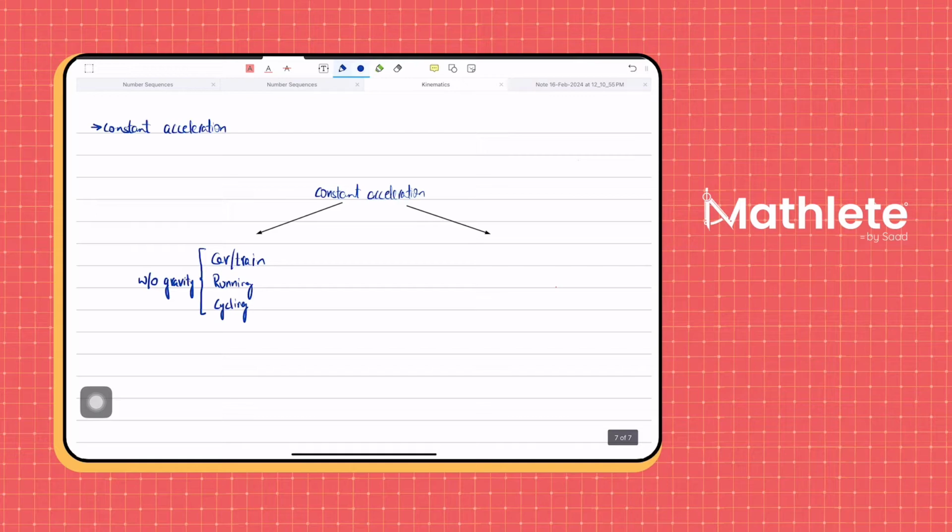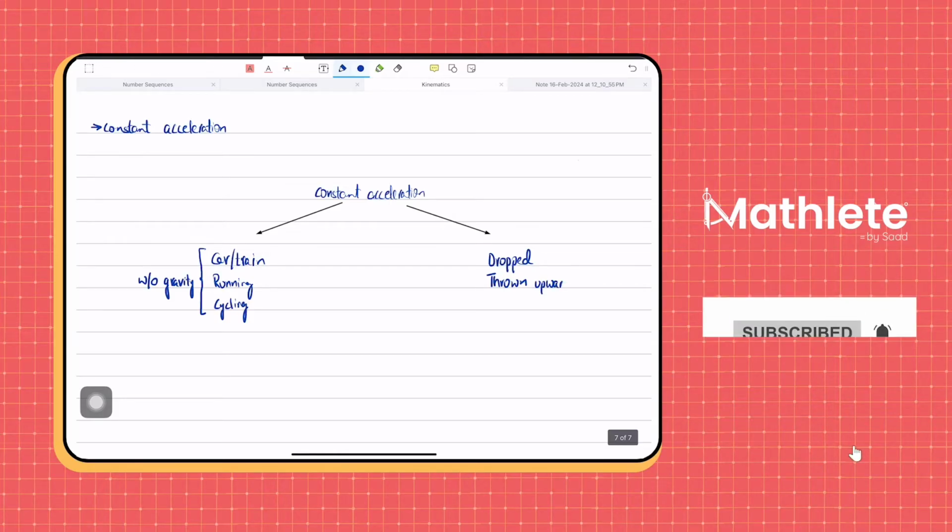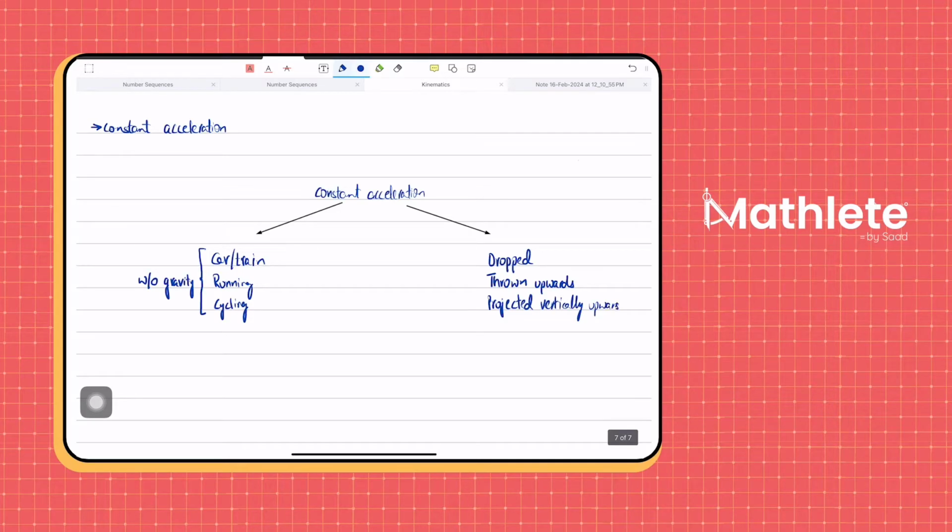The other form of acceleration is when they say the object is dropped, or thrown upwards, or projected vertically upwards. In all these cases, we have constant acceleration, and that acceleration is due to gravity. In that case, acceleration equals g, which is equal to 10 meters per second squared.